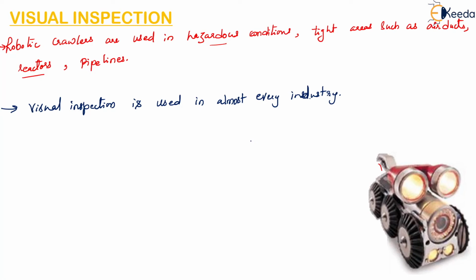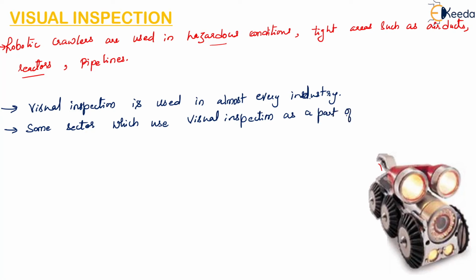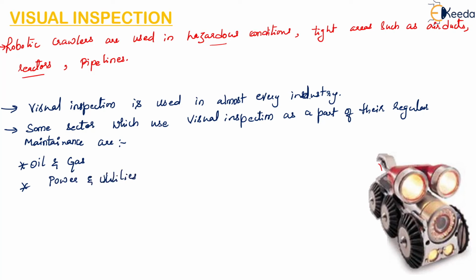That is every industrial industry. So some sectors that use visual inspection as a part of their regular maintenance process are oil and gas industries, then power and utility, then chemical industries, mining, then food and beverages.